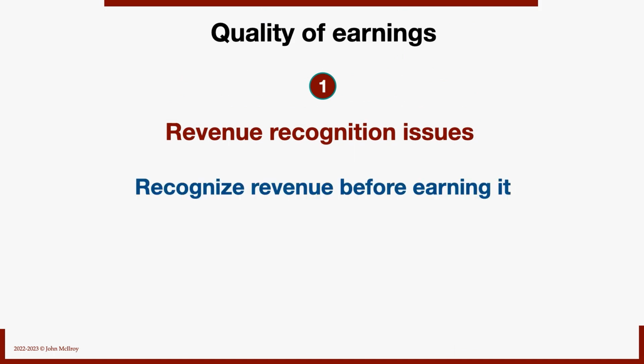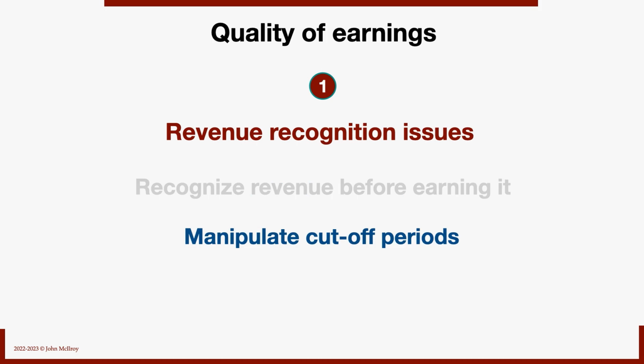The problem is very often companies will recognize revenue before earning it. To earn revenue, you have to deliver the goods or services that the customer purchased. But if people get a deposit from a customer, instead of putting it on their balance sheet as a liability, if they flow it through revenue right away, you're going to get a mistaken picture of what's going on with that business. They can manipulate the cutoff periods.